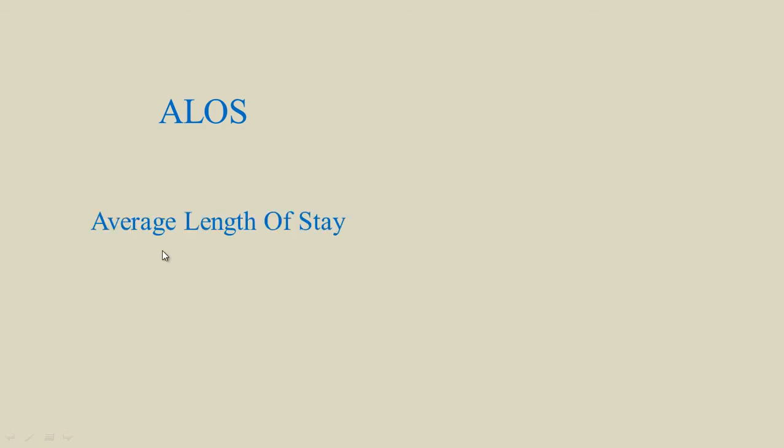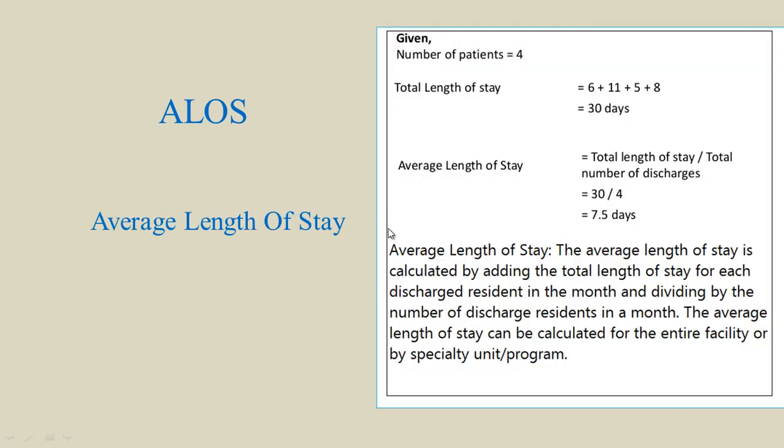ALOS, Average Length of Stay. The average length of stay is calculated by adding the total length of stay for each discharged resident in the month and dividing by the number of discharged residents in a month. The average length of stay can be calculated for the entire facility or by specialty unit per program.